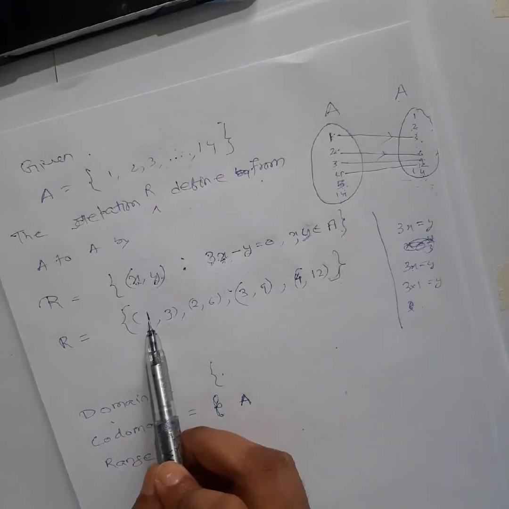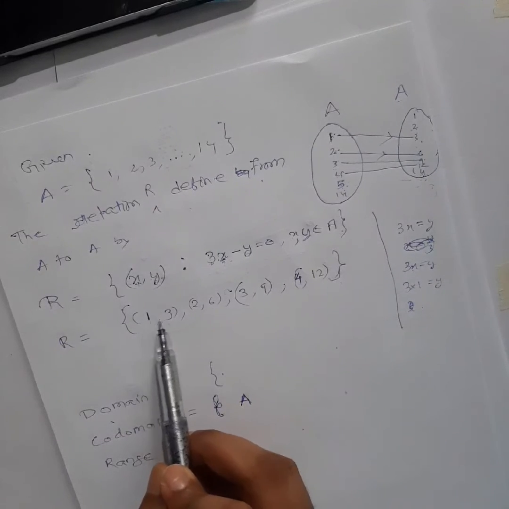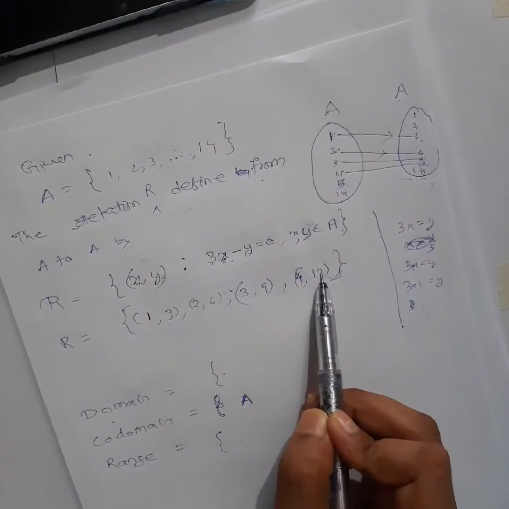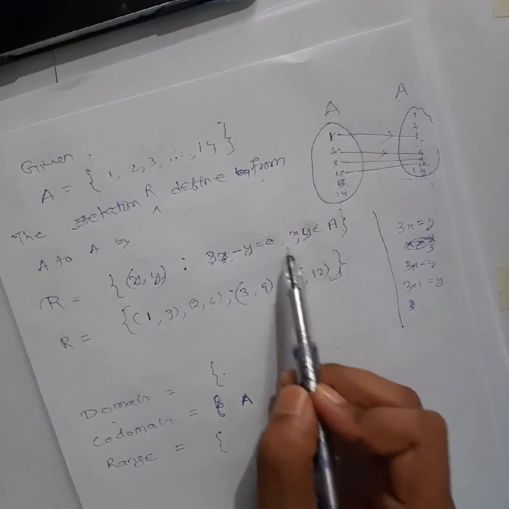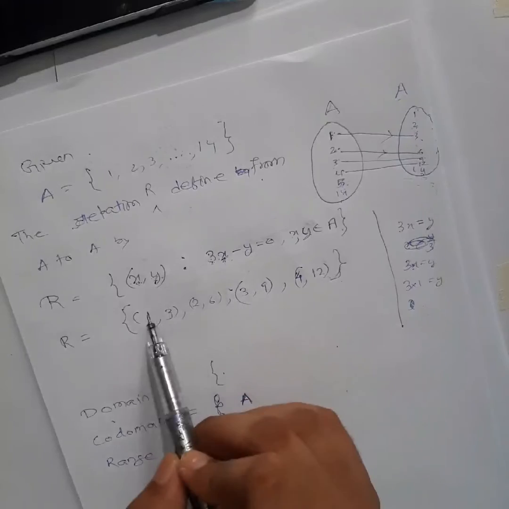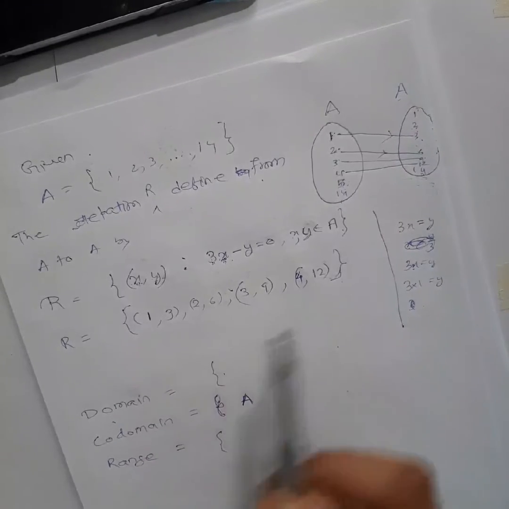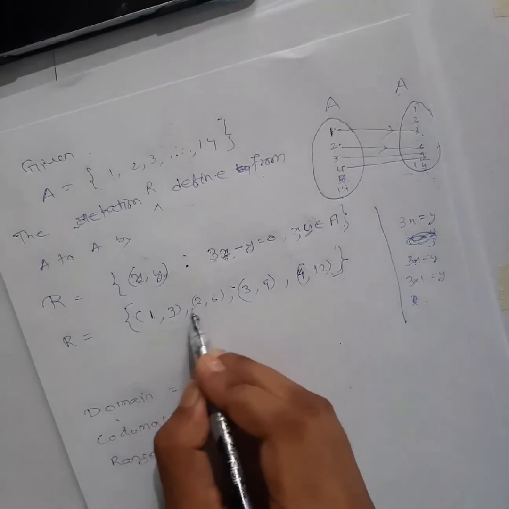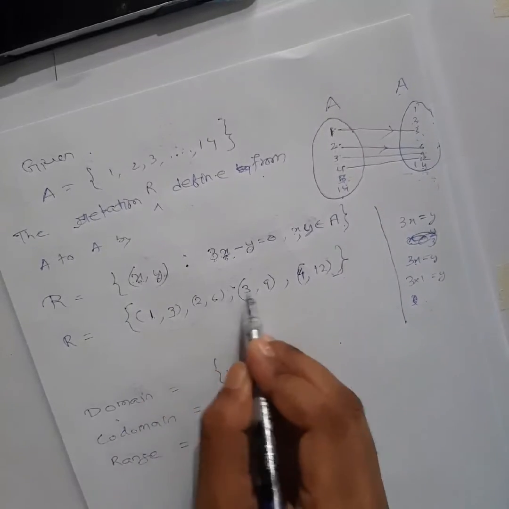So from here, what I understood is 1 is related to 3, 2 is related to 6, 3 is related to 9, 4 is related to 12. And the relation defined is this one. With the help of this relation only, I found the relation between these two sets. So I got the relation set. From this, your first elements you can see are 1, 2, 3, 4.